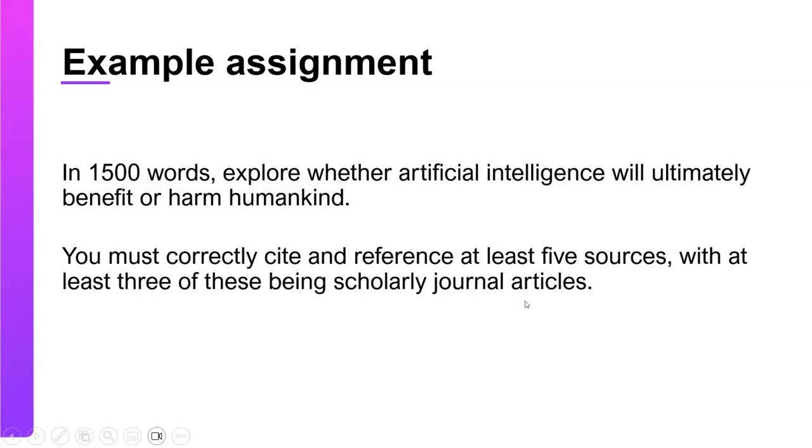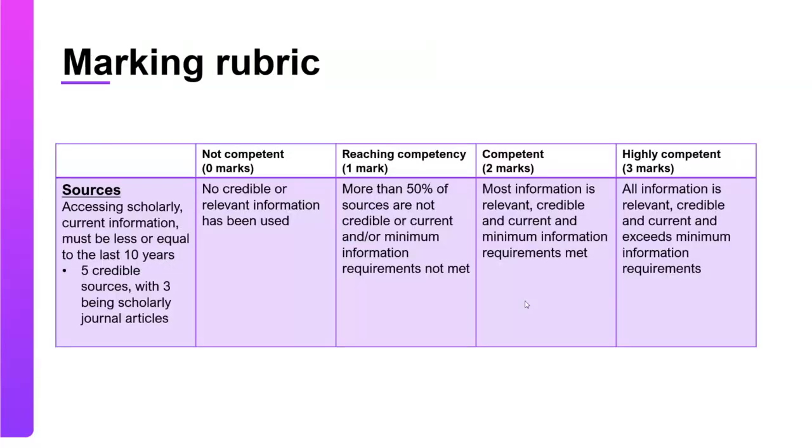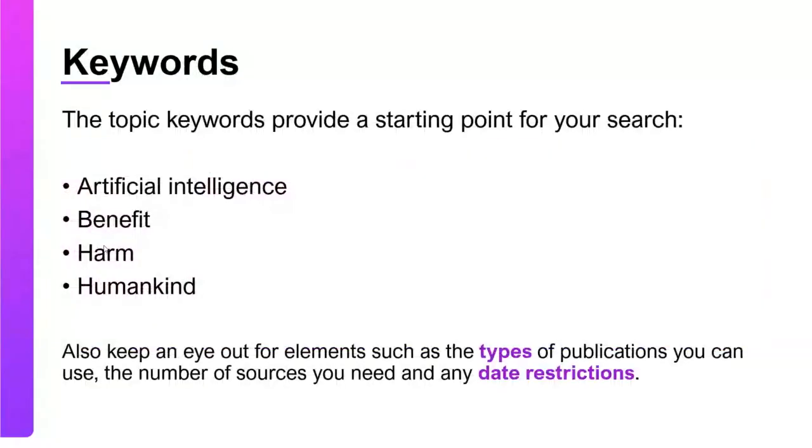Now the rest of the information, so the parameters around how old they can be, are in our marking rubric. This has told us it needs to be less than or equal to the last 10 years. So it needs to be fairly current, right? So always check your marking rubric, always check your assessment information thoroughly to see if there are any of these little rules that you have to stick to.